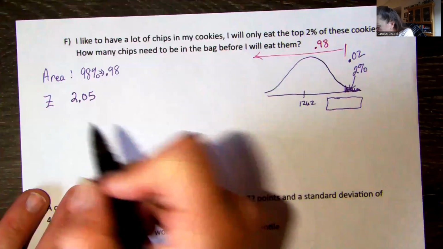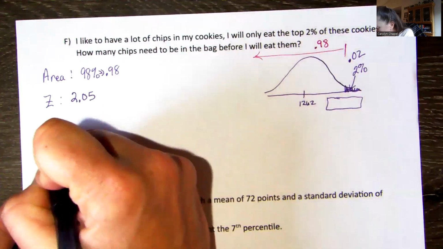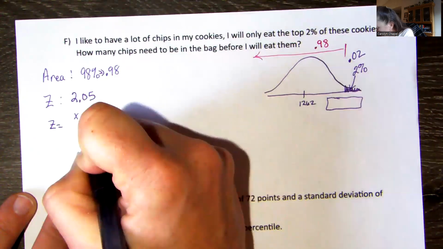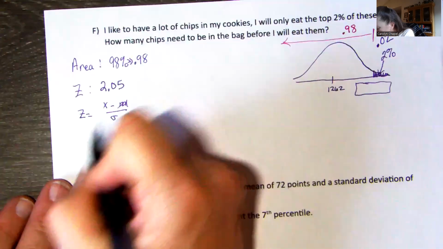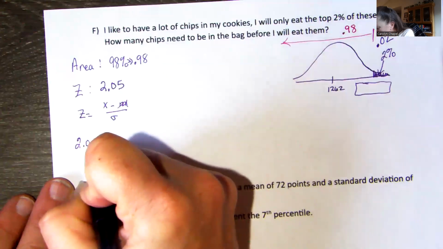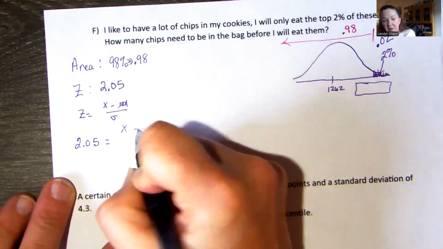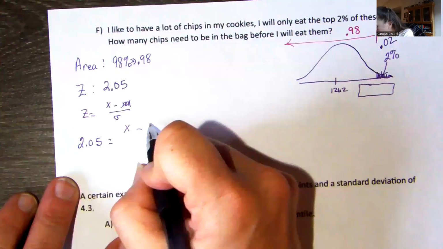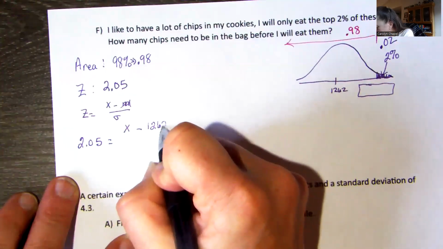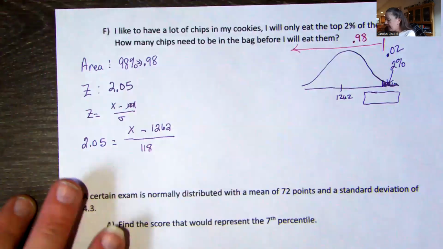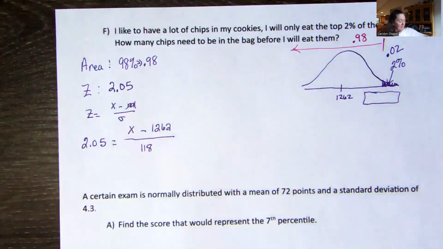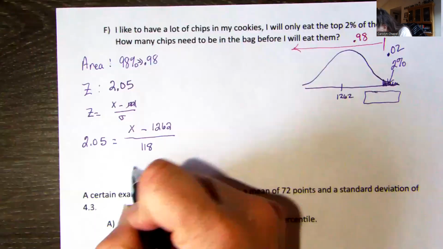Okay. And now what we do again is Z is equal to our X minus our mean all over the standard deviation. Our Z is this 2.05. We are looking for the X, the number of chips in our bag. Our mean is at 1262. We've been working with the 118 for a long time. And now we're going to follow the same steps that we did previously. So we're going to multiply both sides by the 118.